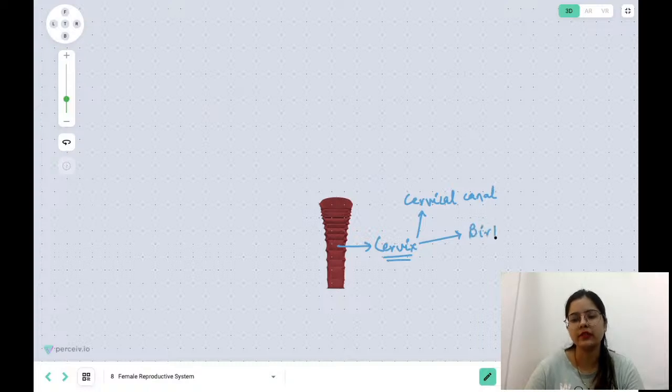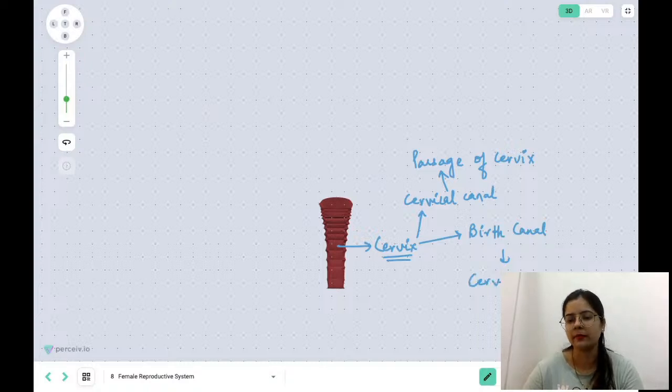सर्विक्स से जो रिलेटेड होते हैं ये दो तरीके के कैनाल्स हो सकते हैं, ठीक है. Now cervical canal is basically the passage of the cervix. यह usually आपके सर्विक्स का जो सिर्फ पैसेज होगा उसको हम सर्वाइकल कैनाल बोलेंगे, है ना. And birth canal is a combination of cervical canal along with vagina. ये इंपॉर्टेंट है. This is a combination of cervical canal along with the vagina or vaginal orifice.